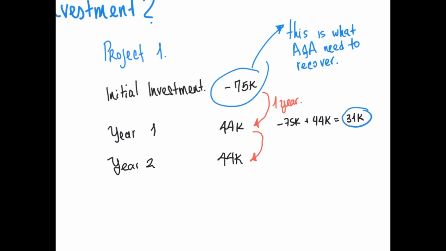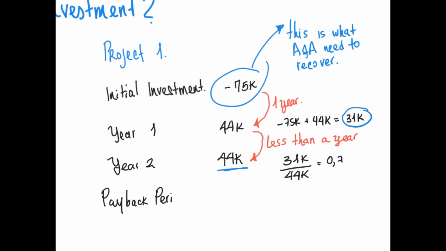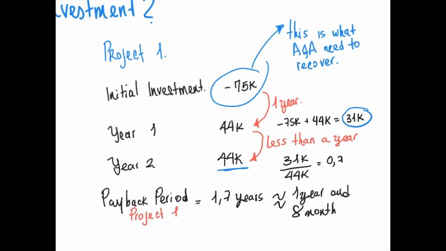In the second year, they will receive another $44,000, which is more than what we need to recover. So to find out the fraction of the year needed to recover the rest of the money, we divide 31,000 by 44,000 and we have 0.7. So the payback period for project 1 is 1.7 years, which is equivalent to 1 year and 8 months.